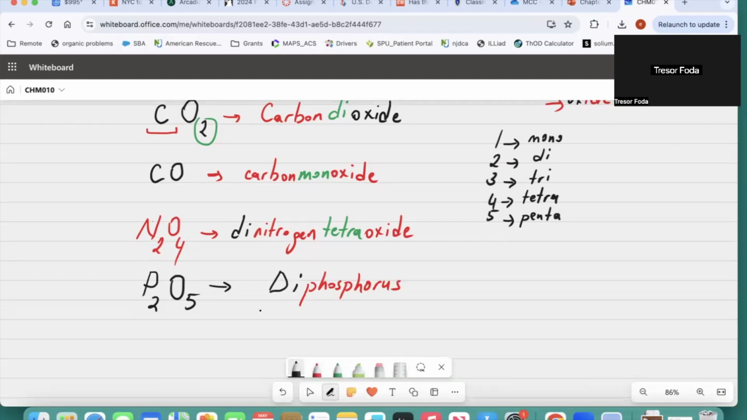Very good. And then you have oxygen, but oxygen, we don't call it oxygen anymore, right? What do we call it? Pentaoxide. Right? Pentaoxide. Very good. Because you have 5 of them, I still have to add the penta before the oxygen, and then I have to add oxide. So it's going to be pentaoxide. All right?